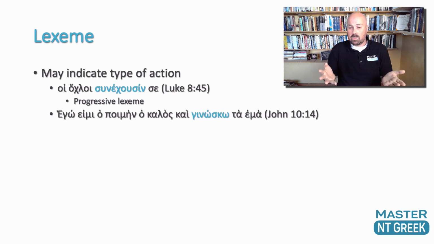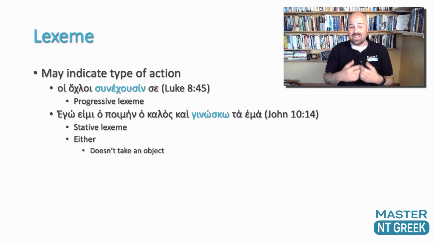So another example would be John 10. I am the good shepherd, and I know those who belong to me. I know my own. The ginosko here, this is a stative lexeme. How do we know it's a stative lexeme? Well, because either it doesn't take an object, right? So I know, it actually does take an object in this case, so that doesn't count.